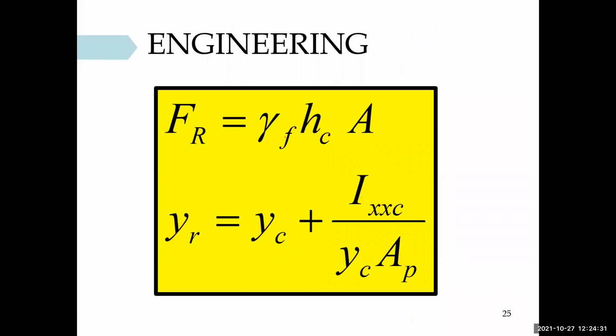F sub r is simply found by looking at the product of the specific weight, gamma sub f, times the distance from the surface vertically to the centroid, and times the area of the plate. The line of action of the force, y sub r, is found by combining the value of y sub c, which is the distance to the centroid measured parallel to the plate, plus the ratio of I sub xxc divided by y sub c times the area.